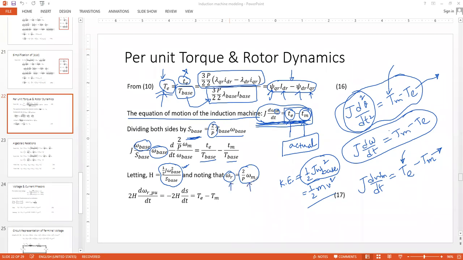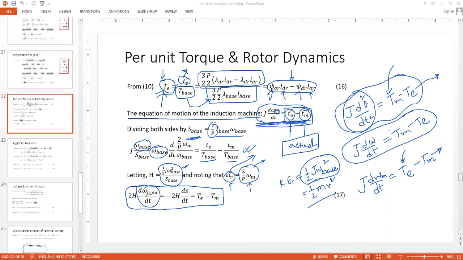Omega r is 2 by P omega m. So with this we can easily write down this expression. This is the relation between the electrical quantity and the mechanical quantity. So with the inclusion of these two, omega r equals 2 by P omega m, and this assumption H equals half J omega squared by S base, if we incorporate these two in this equation, then you come up with another state equation. Now it is in terms of omega r per unit.